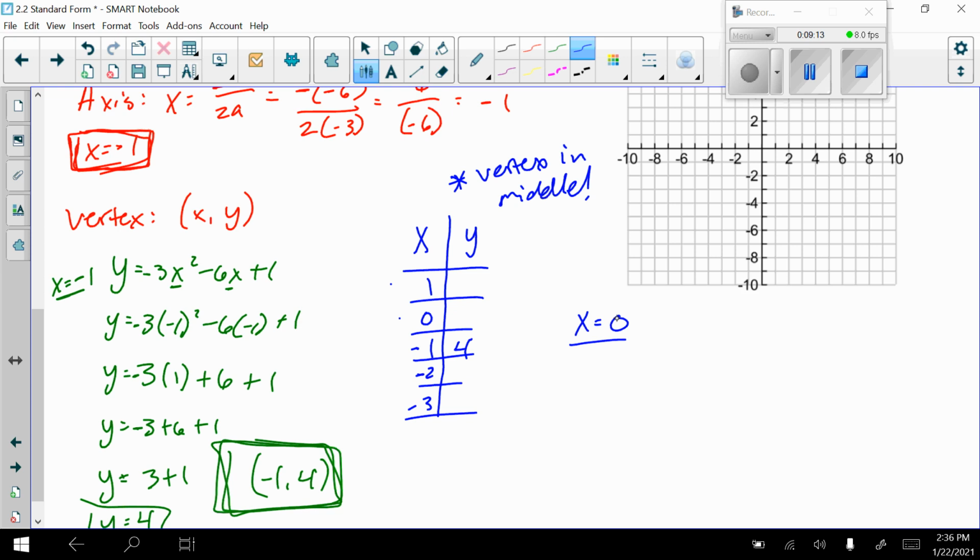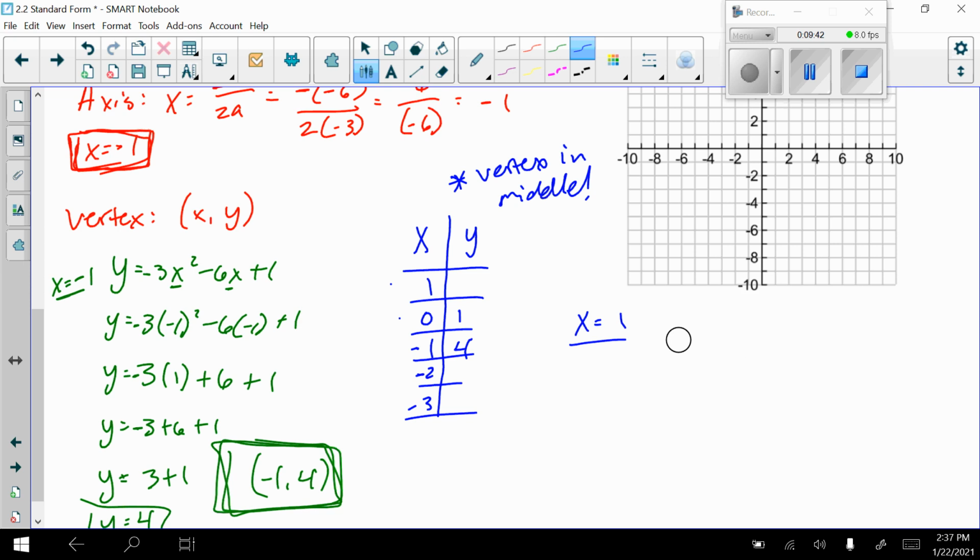Okay. Remember, the equation is y equals 3x squared minus 6x plus 1. Well, this is pretty easy. If we plug in 0 for x, these two things cancel, because I'm just multiplying by 0, and I'm just left with 1. So if I plug in 0, I get 1. All right. And what happens if I plug in 1?